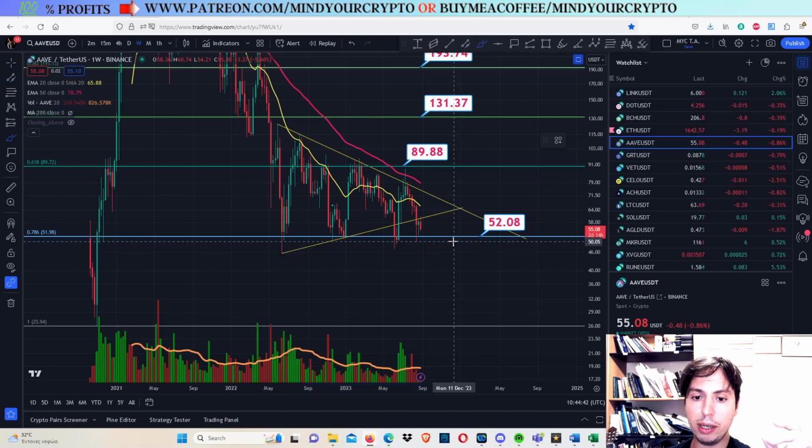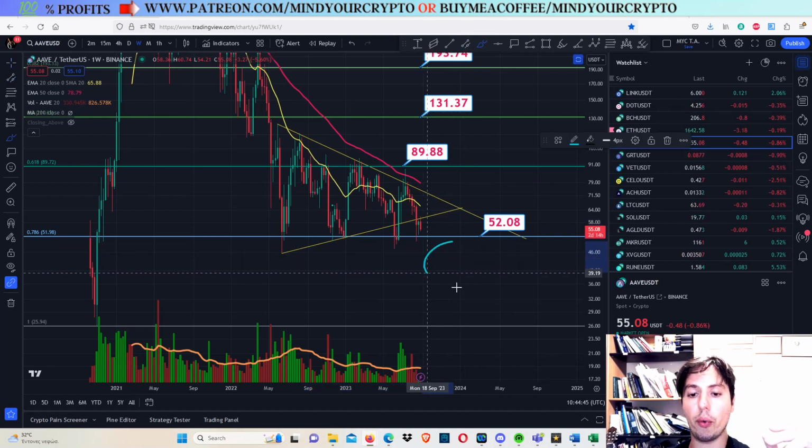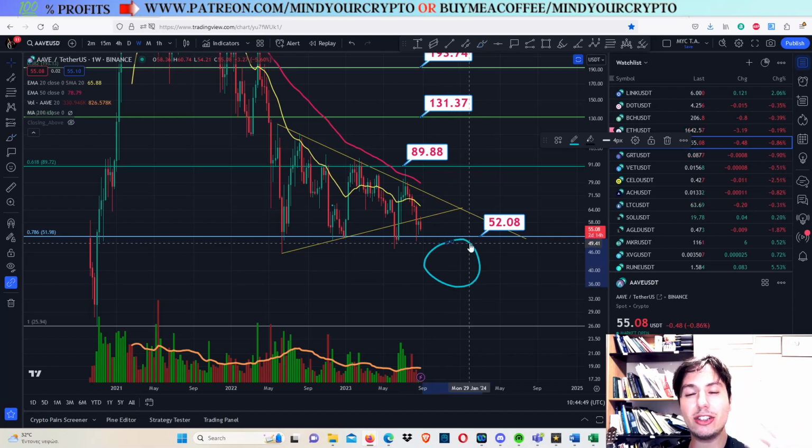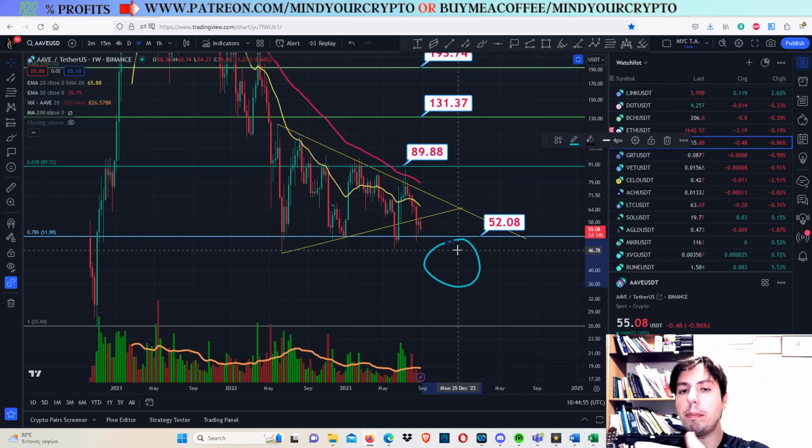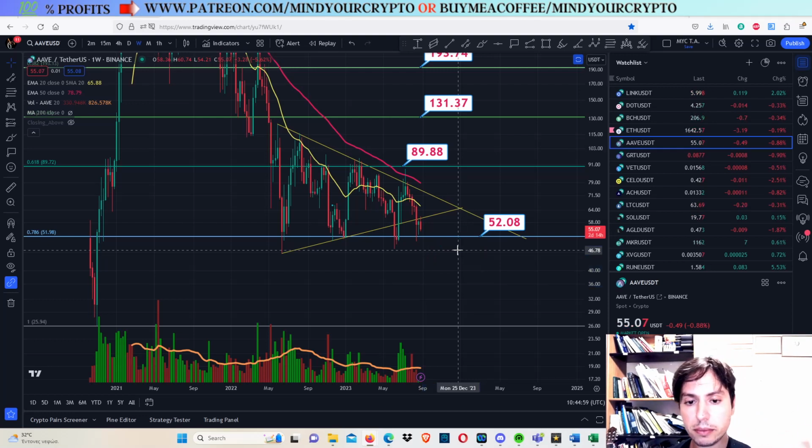Once we go below the 52 again, buy more, right? Between the range of the 36 and 50, you should be buying tons of AAVE. This is a golden opportunity to invest, not a bad opportunity. So we are talking about altcoins that will crash, but eventually after there will be gold, right? So AAVE was the first one.